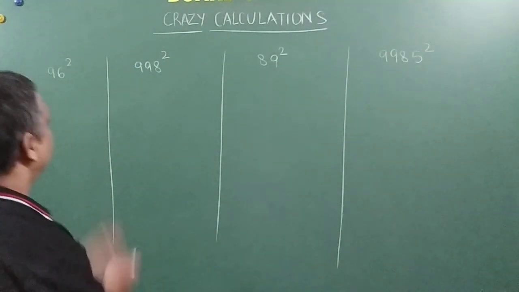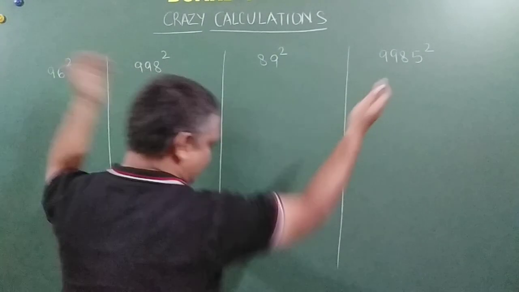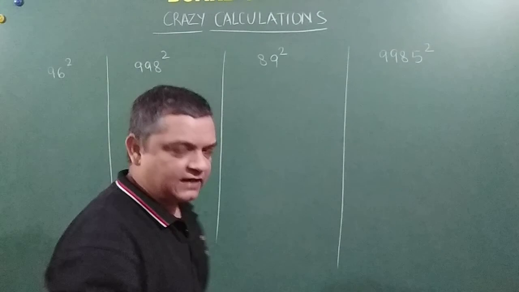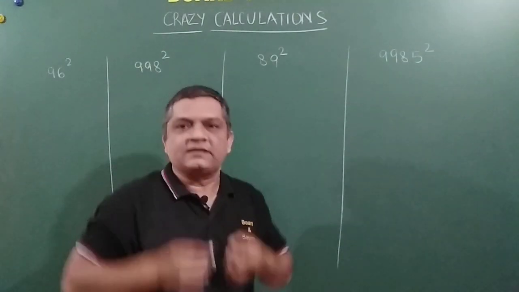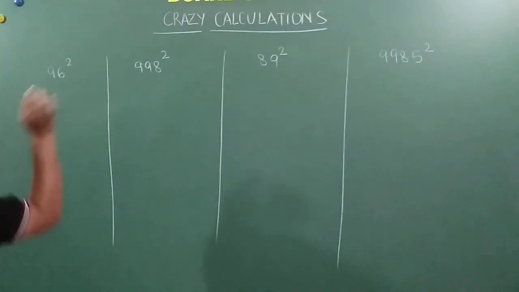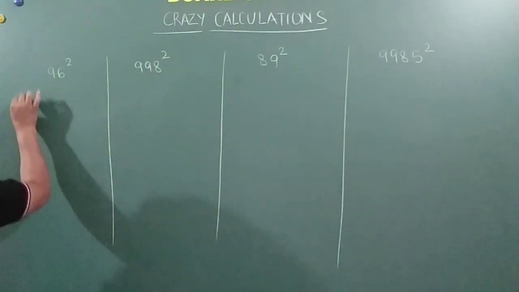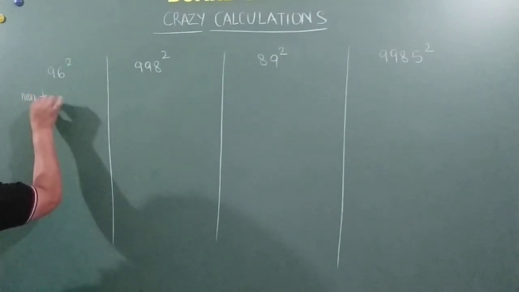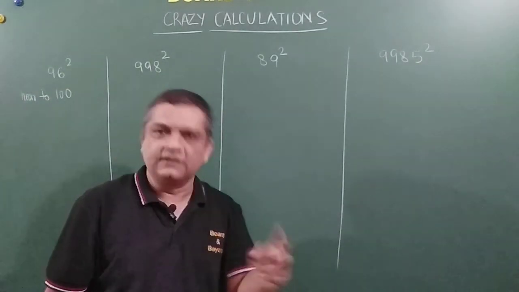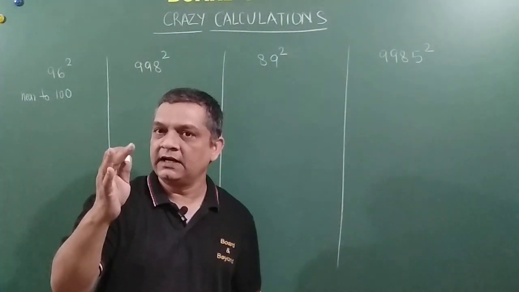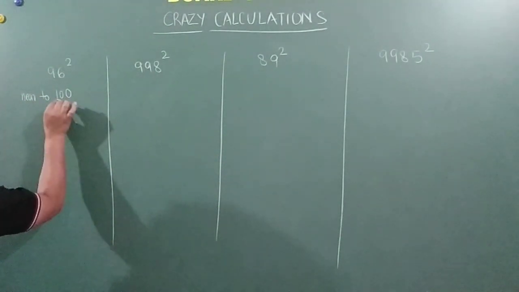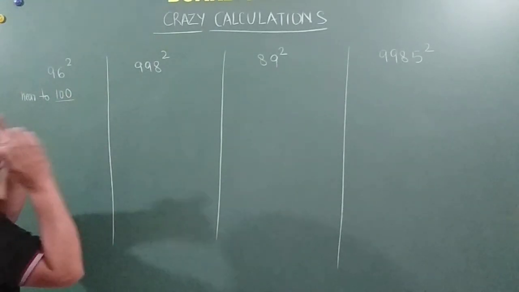So friends, I have taken 4 examples here. The first one is 96 square. We all understand that 96 is near to 100 but 4 less than 100. There are two concepts here. It is near to 100. How many zeros does 100 have, friends? 2 zeros. So the base is 2, or the base is 100, you can say. So your right hand side will have 2 digits.